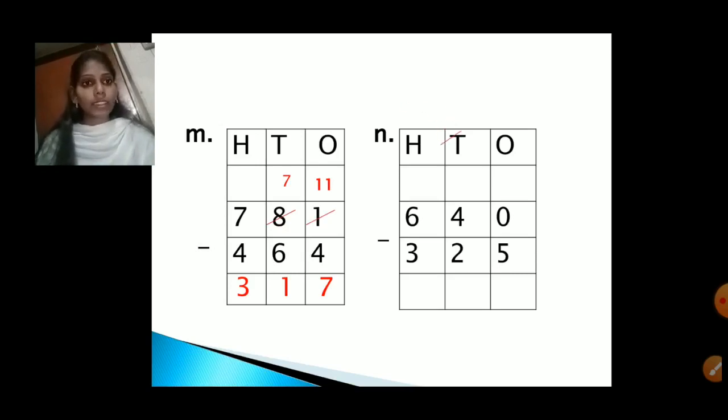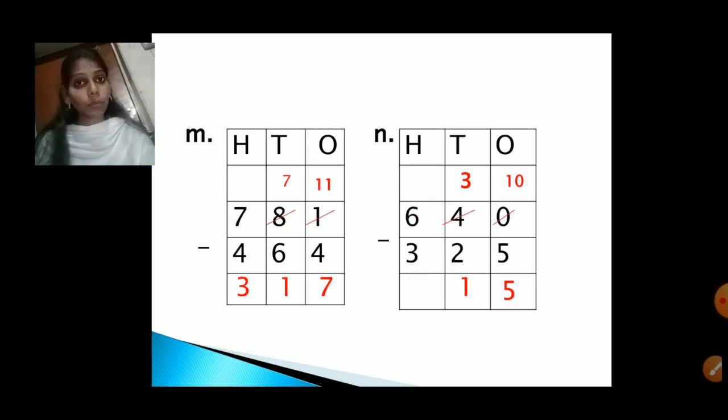So we'll cut 0 and instead of 0 we will write 10. Now 10 minus 5 equals to 5. So 5 we will write under the ones place. So we took 1 ten from the tens place, right? So we will subtract 4 minus 1. So 4 minus 1 equals to 3. So we will cut 4. We will change 4 into 3 tens. Now we will subtract 3 minus 2. 3 minus 2 equals to how many? 1. So 1 we will write under the tens place.